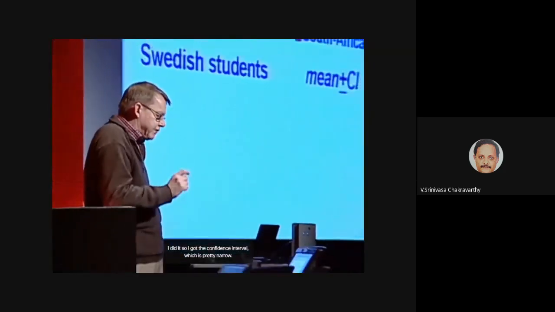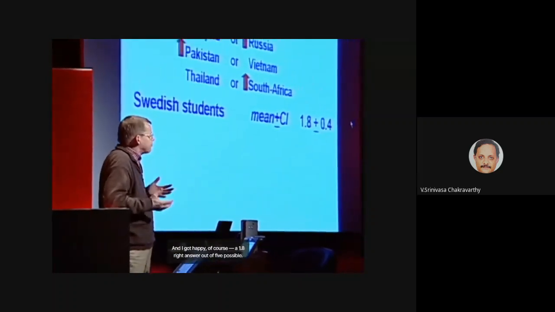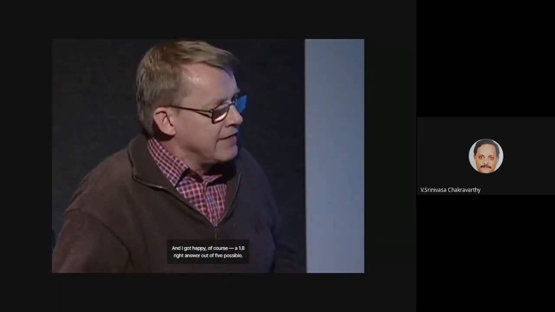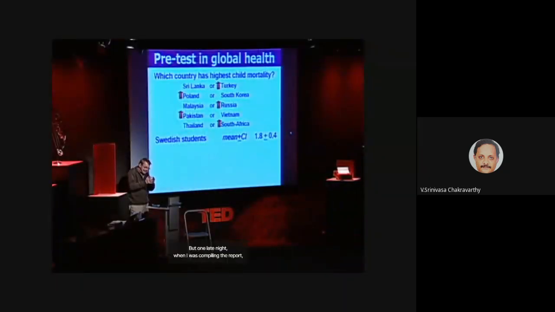I did it, so I got a confidence interval, which was pretty narrow, and I got happy, of course. I had 1.8 right answers out of 5 possible. And that means that there was a place for a professor of international health and for my course. But one late night, when I was compiling the report, I really realized my discovery. I have shown that Swedish top students know statistically significantly less about the world than the chimpanzees.